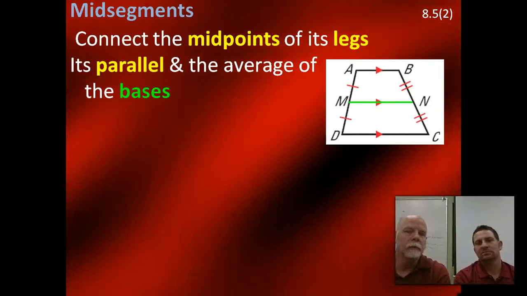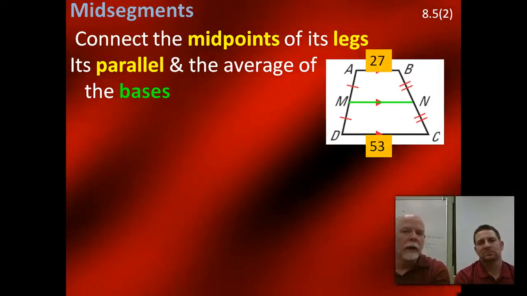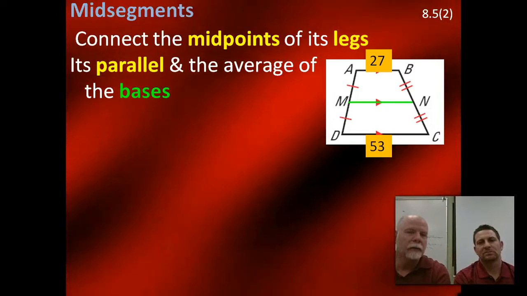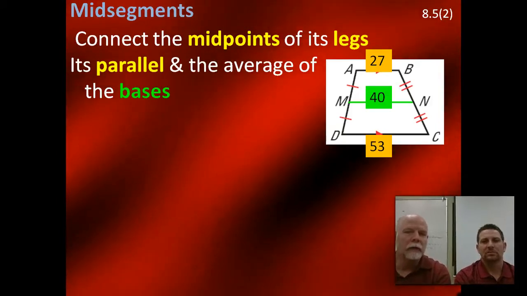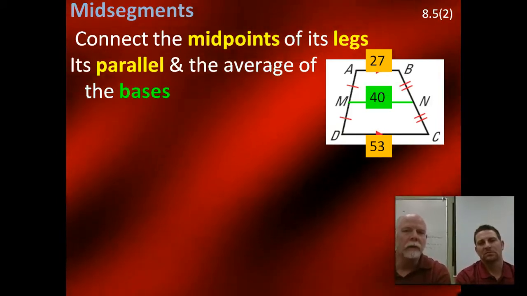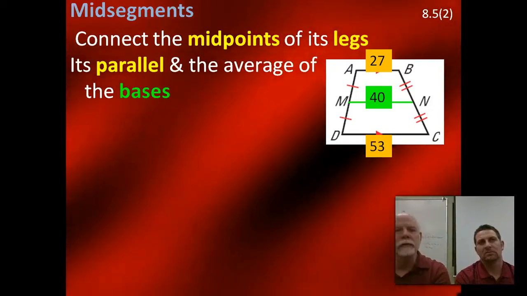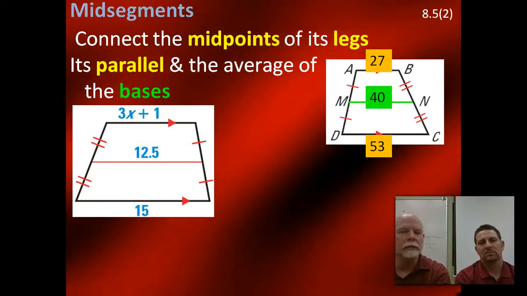So if we had an example here where the top base is 27 and the bottom base is 53, we want to find the average of those 2. We would just add those together, and that's going to add up to 80, and divide by 2. And so that segment in the middle, the mid segment, is going to be 40 units long here. So the middle one is just the average of the other 2. Always talking about the parallel sides there, the 2 bases.